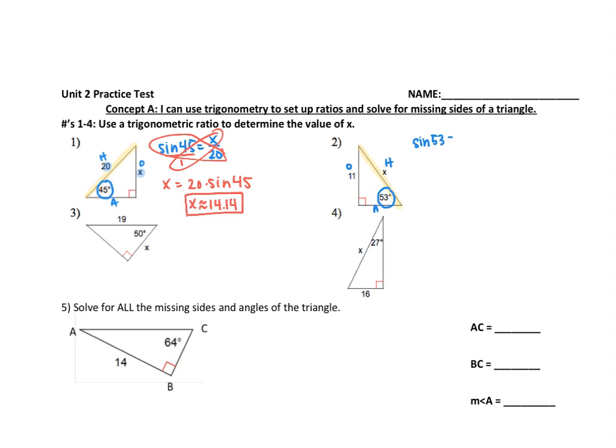So sine 53 equals 11 over x, and then cross multiply. So x times sine 53 equals 11. And then to get x by itself, we're going to divide by sine 53. And when you do 11 divided by sine 53, you get about 13.77.